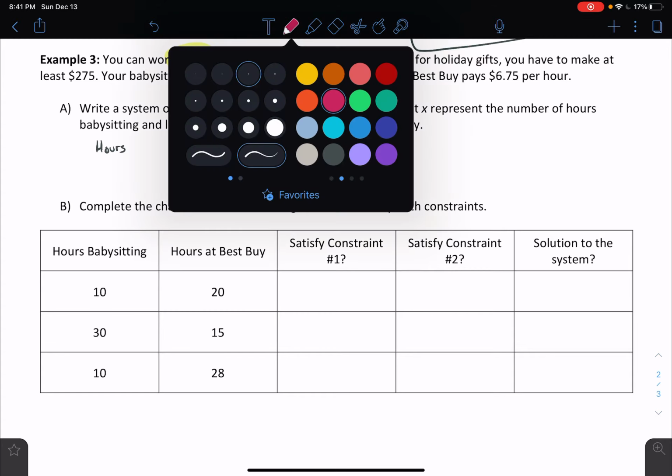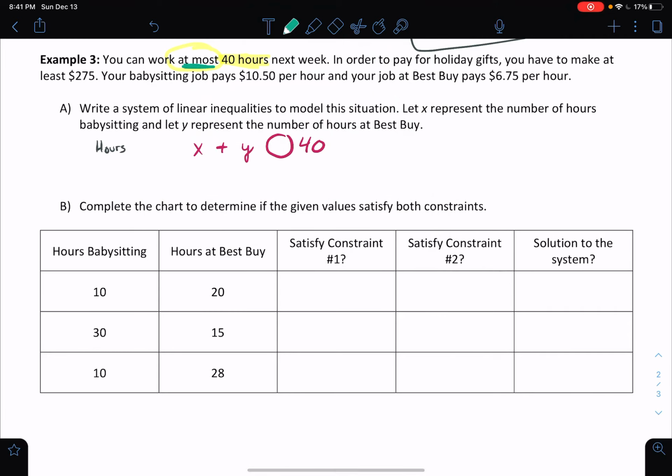What does this at most mean? At most means you can't do anything bigger than 40. You can do 40, but you can't do an hour more than 40. So X plus Y is less than or equal to 40. You can work up to 40 hours next week. The next inequality that I'm going to write is going to deal with the money.